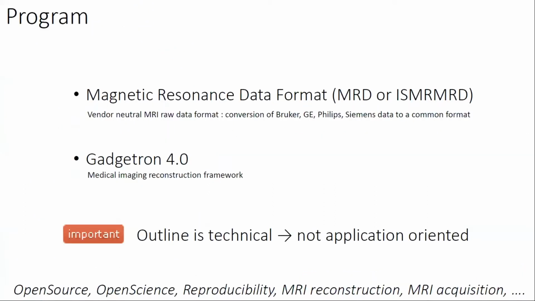So the outline. We will discuss today two independent projects. The first is the magnetic resonance data format, which aims to convert all k-space data from different vendors to a same common format. And the second project is the Gadgetron.